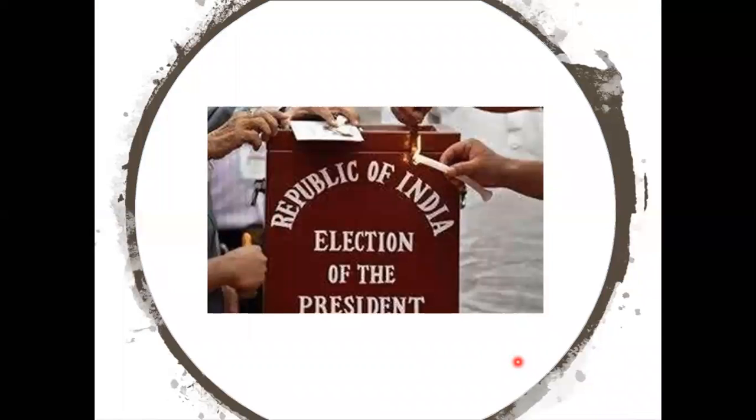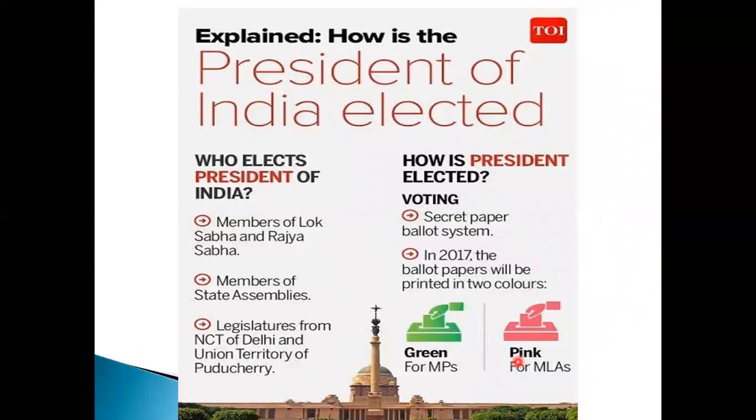Then, the election of the President of India. How to elect the President of India? With the method of indirect election. The President of India is elected under Articles 54 and 55, which give the overall information about the election process of the President of India.